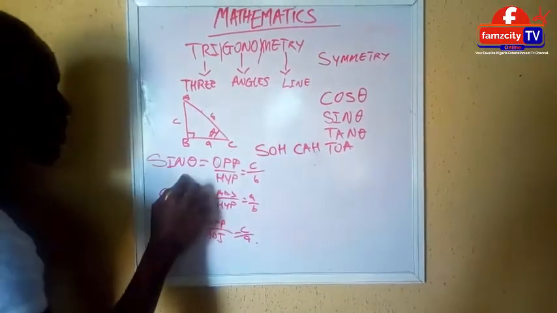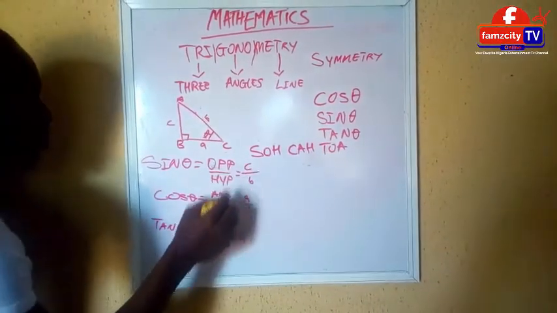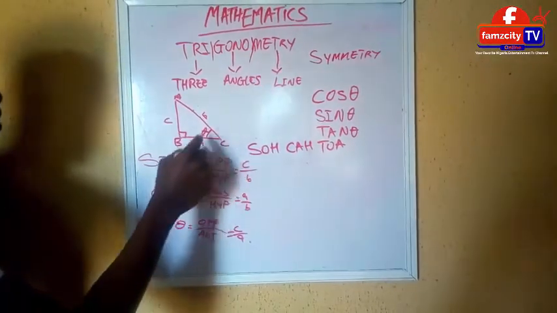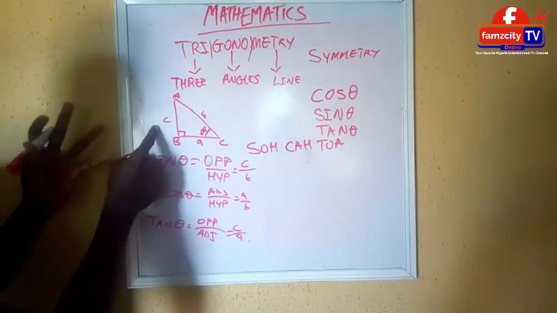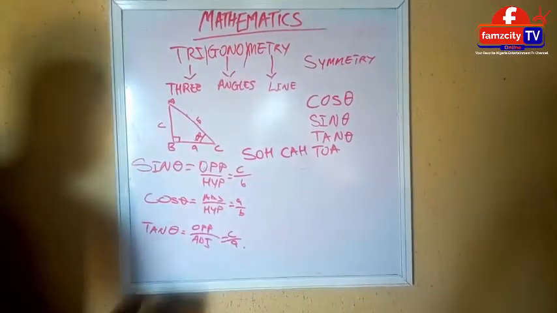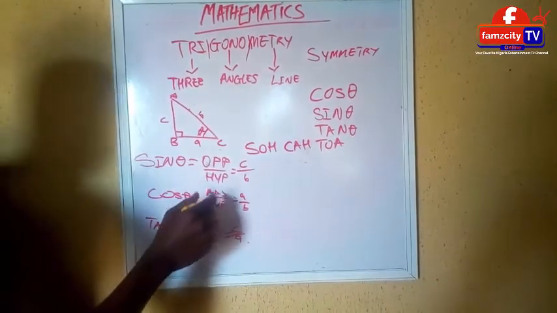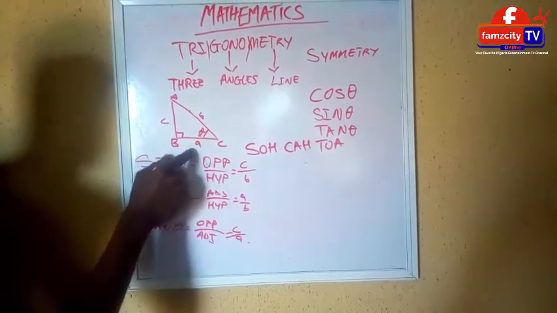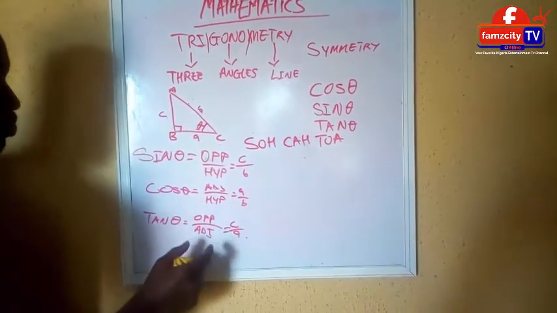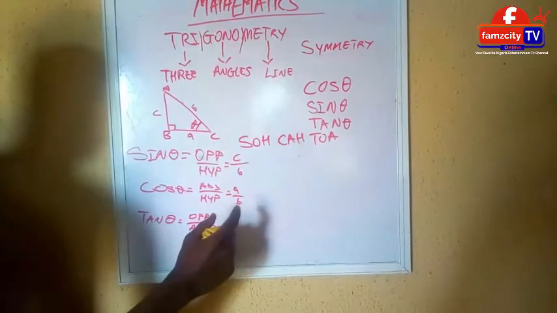This is sine theta, which is opposite over hypotenuse, which I represented with small c over small b. And for cos theta we have adjacent over hypotenuse, which is a over b. And for tan theta we have opposite over adjacent, which is c over a.